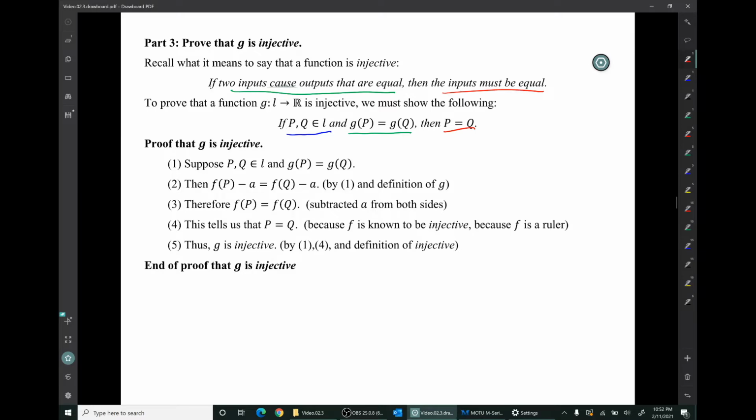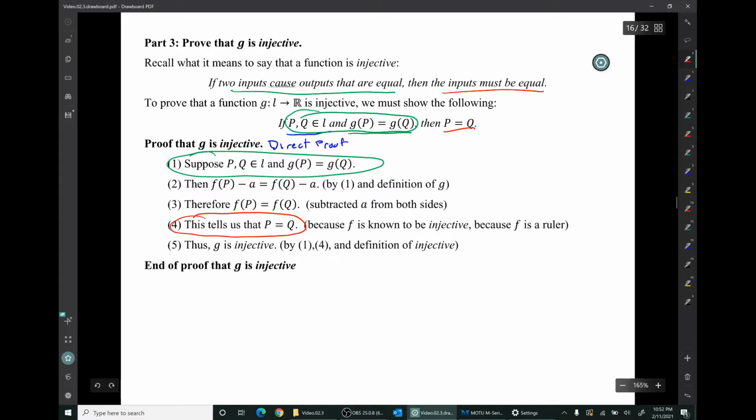So we'll do a direct proof. We take that hypothesis, and that goes in our first line. Suppose we have 2 points on the line that cause outputs that are equal. Then we have to get to here. We have to prove that P must have been equal to Q. And that's what will allow us to say that G is injective. These two statements are the frame of the proof that G is injective. So how do we get from here to here? How do we bridge this gap?